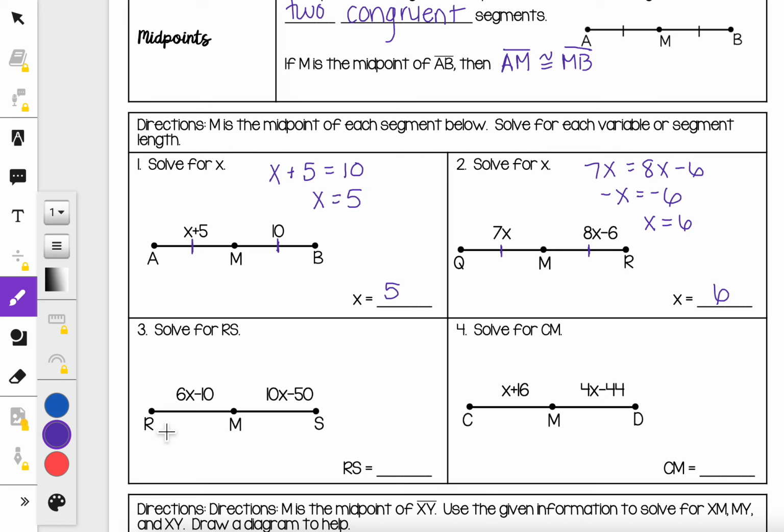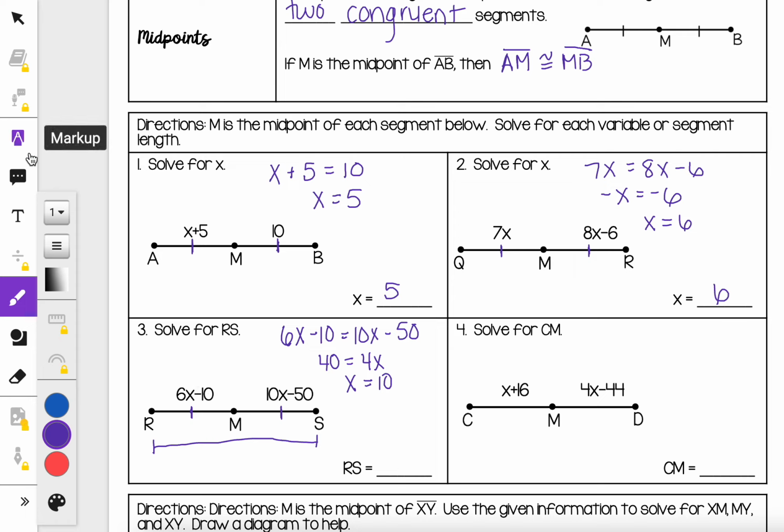For number 3, we want to solve for segment RS. RS is going to be this whole segment here. Again, if M is the midpoint, I know that RM is congruent to MS. So I can set 6X minus 10 equal to 10X minus 50. I'm going to subtract 6X from both sides to get 4X, add 50 to both sides to get 40, and X equals 10. Now, the question's not asking me to solve for X, it's asking me to solve for RS.